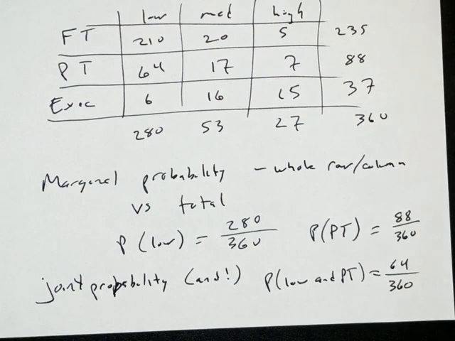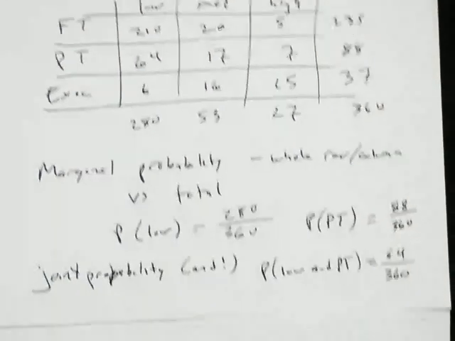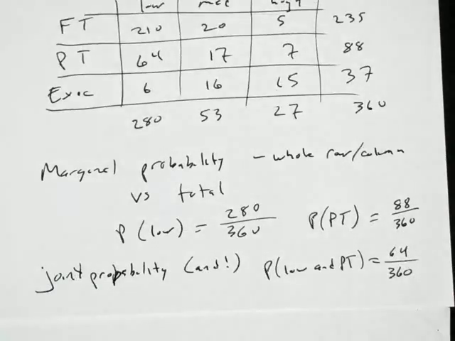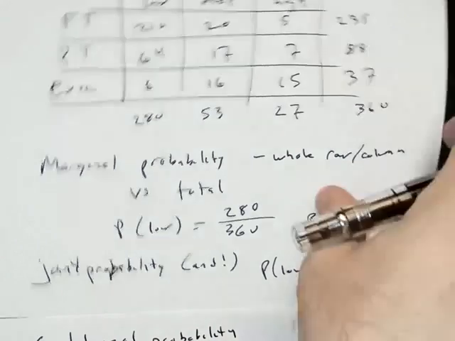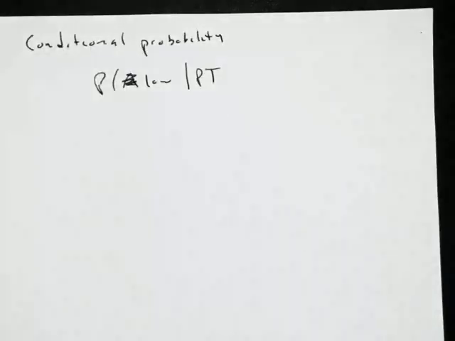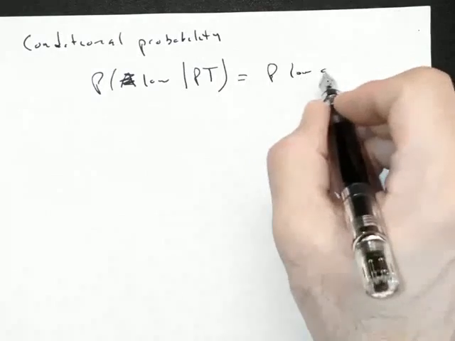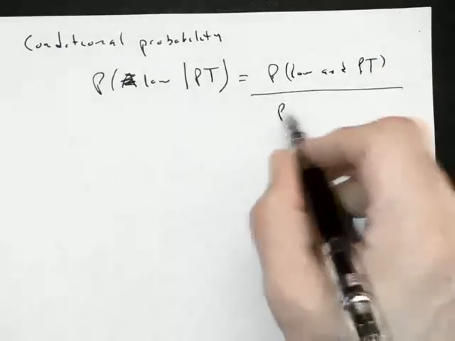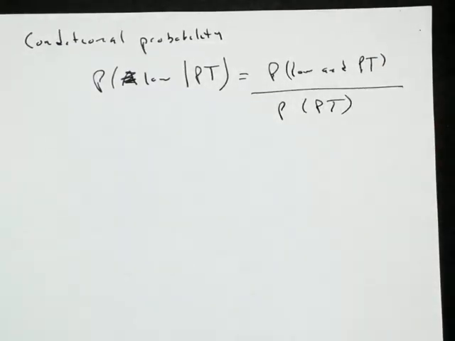So, how can I do conditional probability here? What's the chance that a student is low engagement given they are part-time? Aha. But we already know both of those numbers. We just worked them out. But how did you do it so fast?